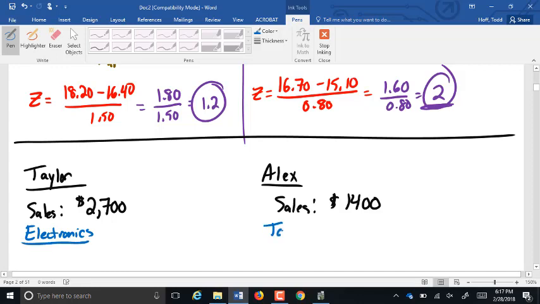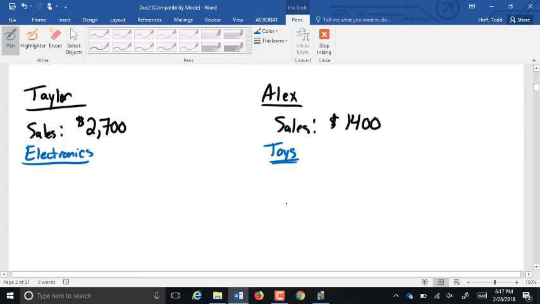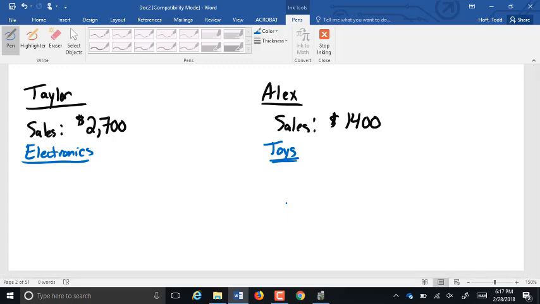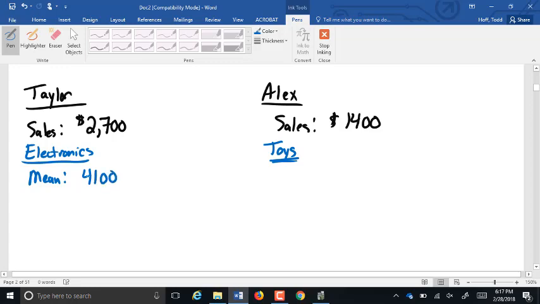And Alex is in toys. Now, depending on the time of year, if it's not Christmas, generally you make more sales in electronics than you do in toys. So let's say that of all salespeople in electronics, the mean sales was $4,100 with a standard deviation of $500.